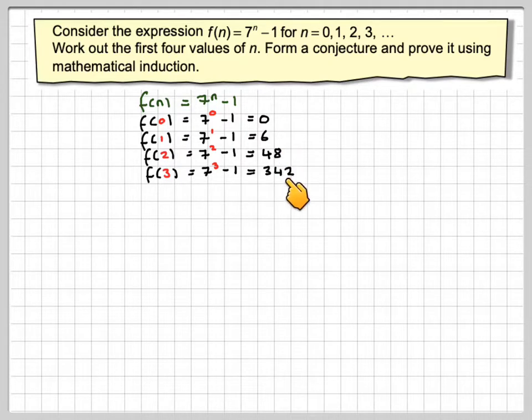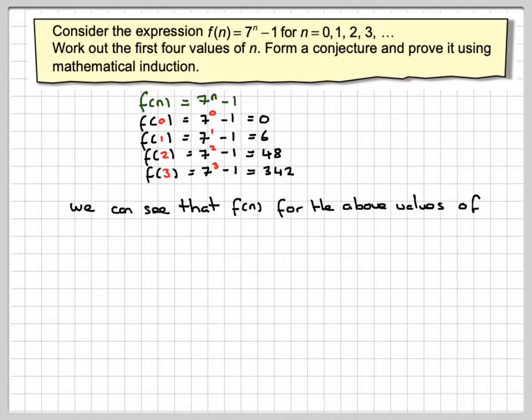Now, all these numbers are actually divisible by 6. So we can see that very easily, the first three. 0 is divisible by 6, because 0 divided by 6 is 0. We can see that f of n for the above values of n is divisible by 6. Is that true for all values of n? So that's going to be my conjecture.